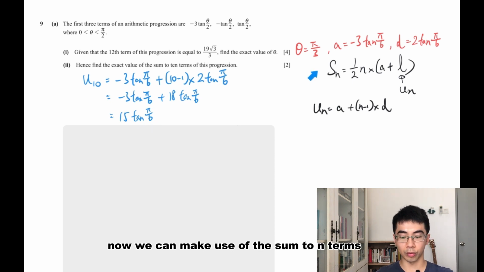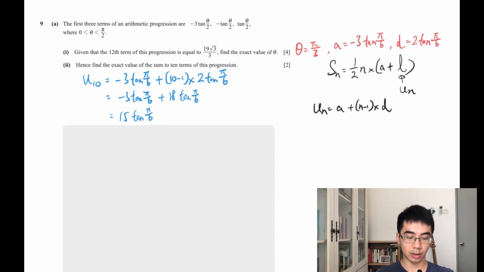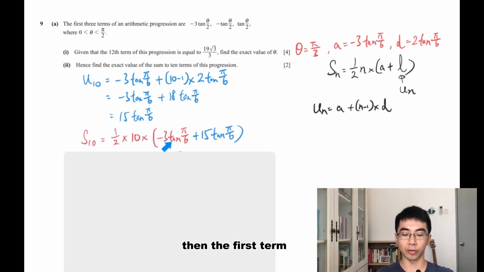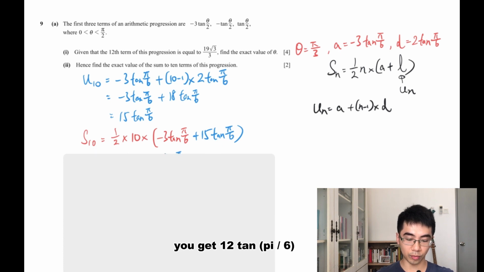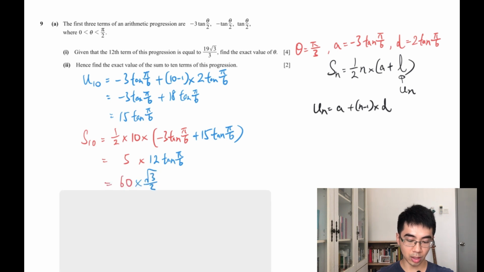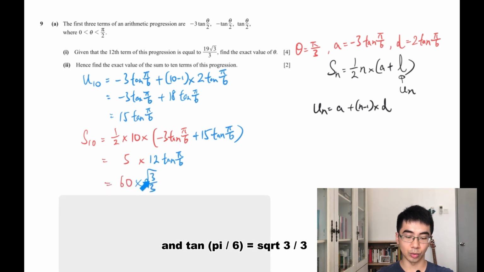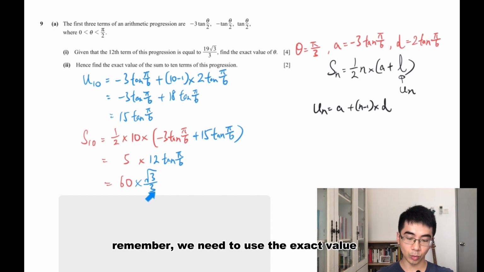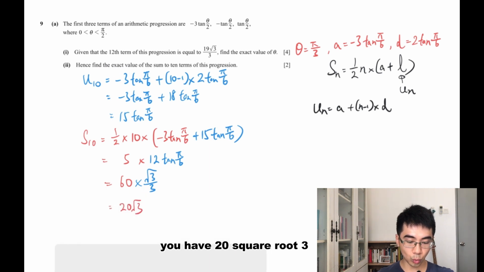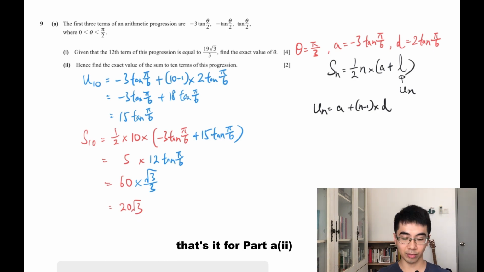And now we can make use of the sum to n terms. Just substitute all the things, right? Where n is 10, and then the first term, and then the last term, 15 tangent pi over 6. Add them up, you get 12 tangent pi over 6. For 5 times 12, you get 60 tangent pi over 6, and tangent pi over 6 is equal to square root 3 over 3. Remember, we need to use the exact value, not using the calculator. So here, just simplify them. You will have 20 square root 3. That's it for part 2.